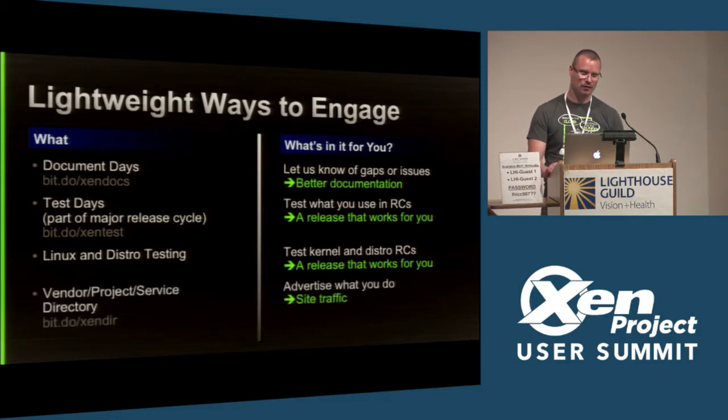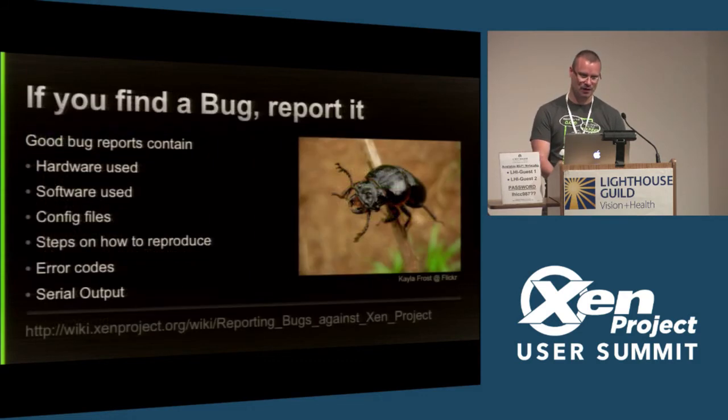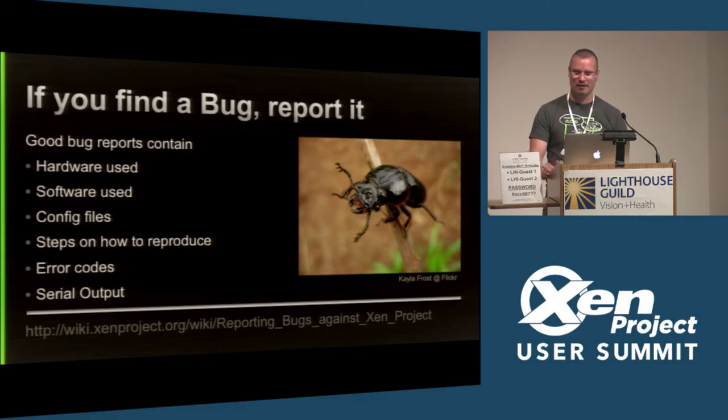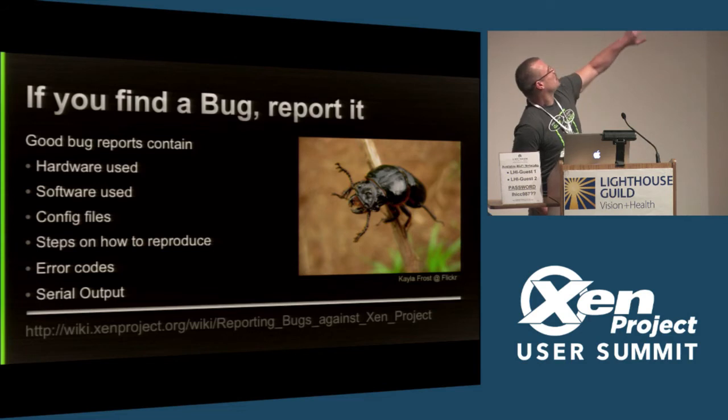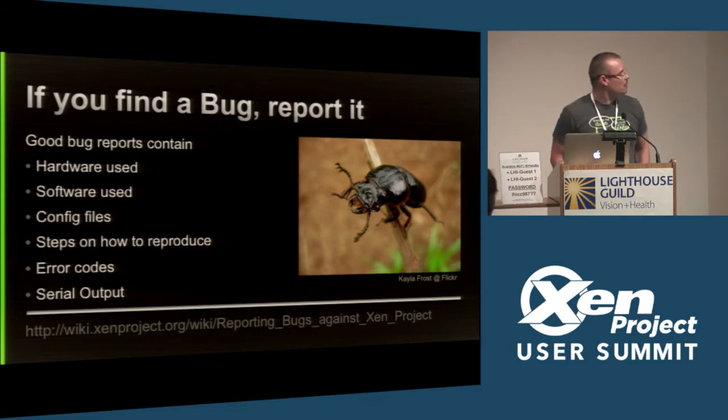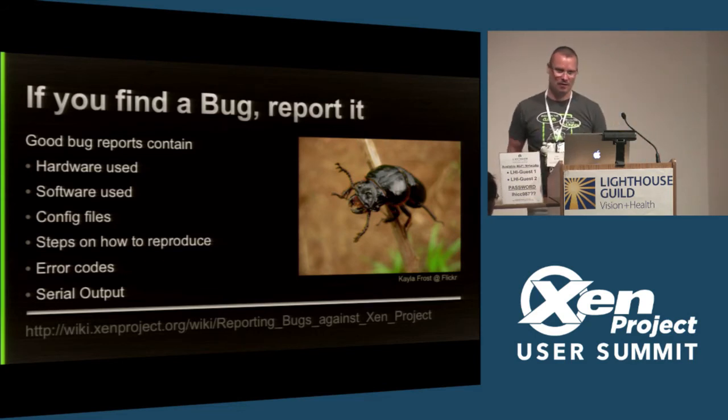We also have a thing called the ecosystem directory. That's basically a directory where you can advertise what you do, and that gives you visibility. Here we go. If you find a bug, report it. This shows you what a good bug report looks like. I'm not going to go through this. If you want to know more, follow that link. The slides will all be available afterwards.